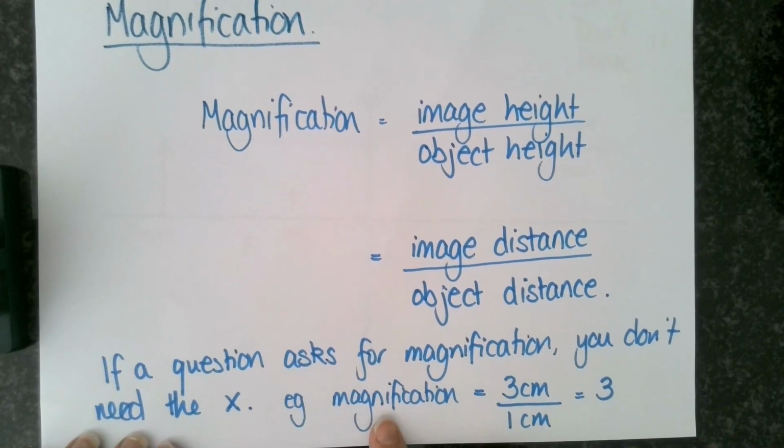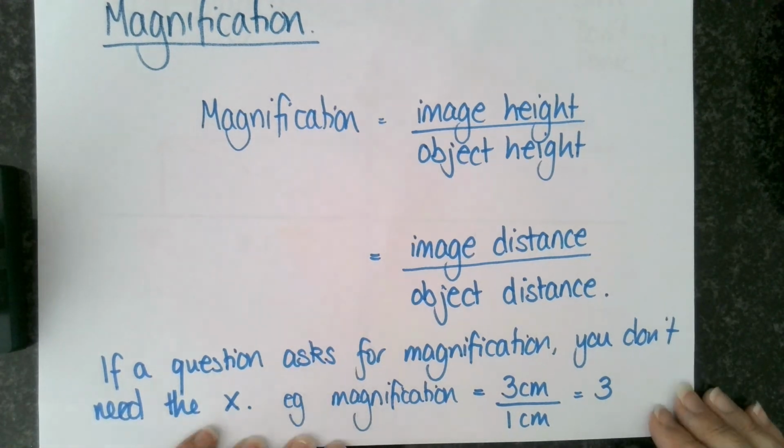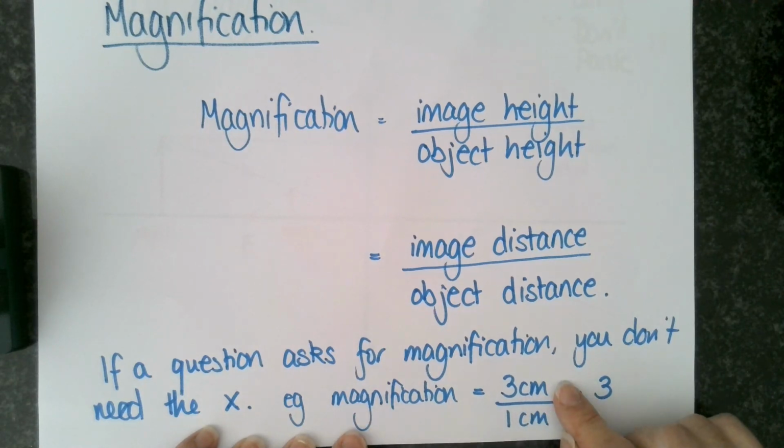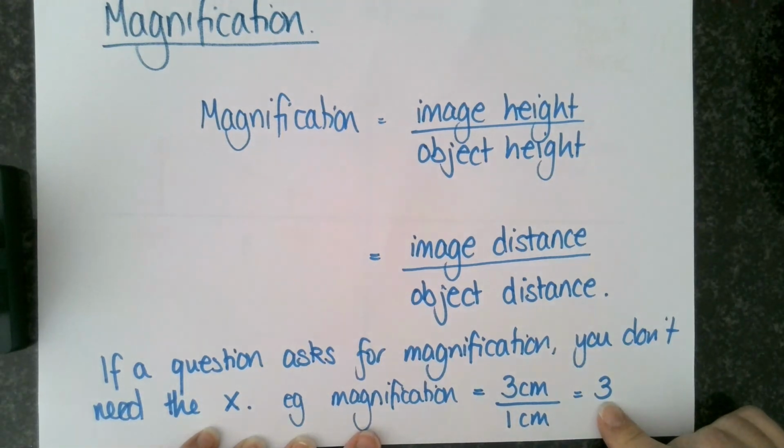However, one thing to note, if a question asks for magnification, you don't need the x, the times. You know, we talk about a 3 times lens or a 100 times lens when you're looking particularly in biology down a microscope. So your magnification is, if your image height was 3 centimetres and your object height was 1 centimetre, you would simply write that the magnification was 3.